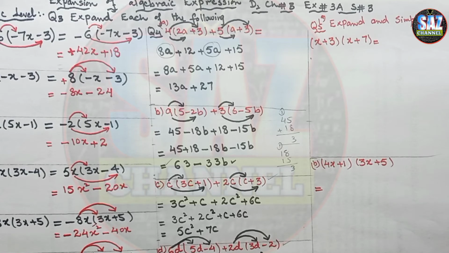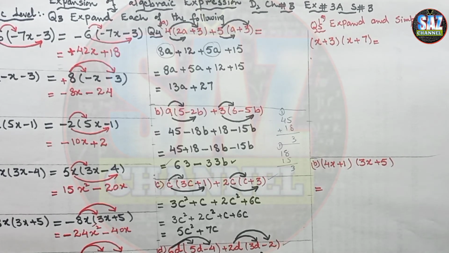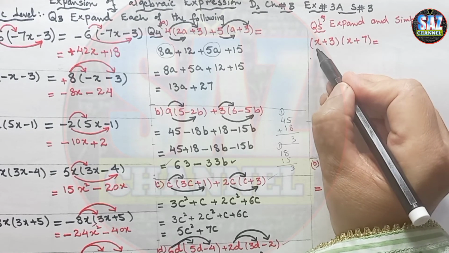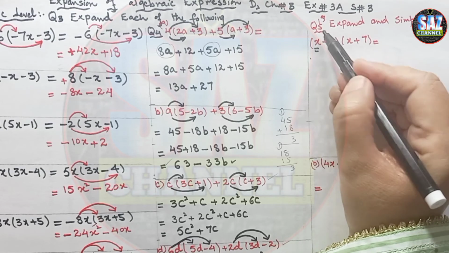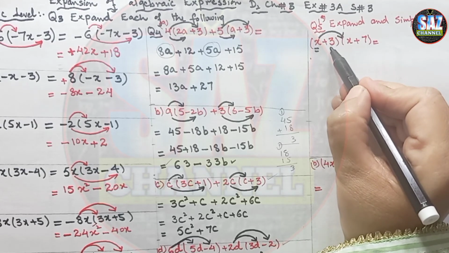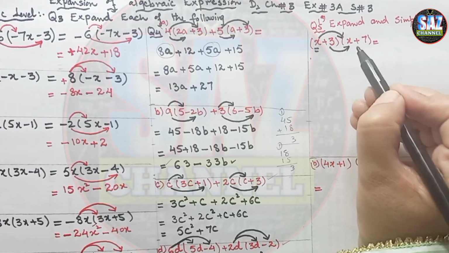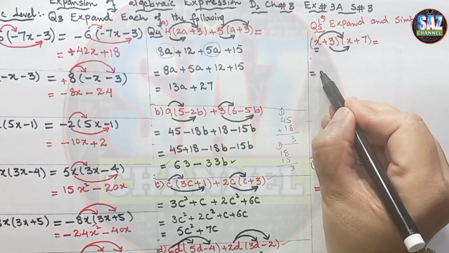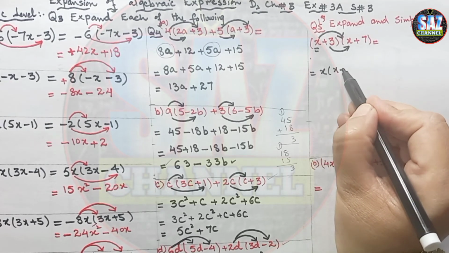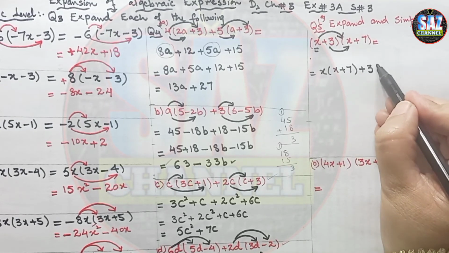Question 5 says expand each of the following expressions, and the a part is x plus 3 multiplied by x plus 7. Again, recall that expansion means that we have to remove the brackets. We take the first term of the first bracket and multiply it with the second complete bracket, and then take the second term of the first bracket and repeat the process. So the question will take the form x into x plus 7 plus 3 into x plus 7.